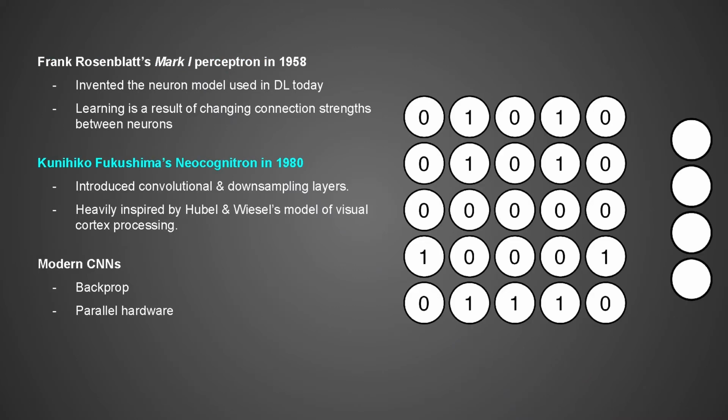Fast forward 22 years, this is work by a Japanese scholar named Kunihiko Fukushima, and he is famous for making the neocognitron. And it was in this work that he introduced convolutional and downsampling layers, which are ubiquitously used in deep learning today. And he got inspiration from Hubel and Wiesel's model of visual cortex processing.